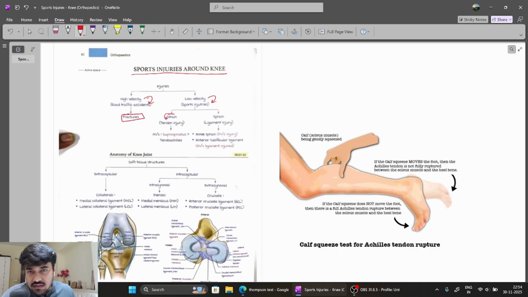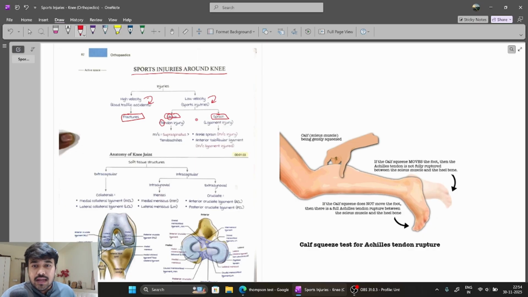So strains and sprains. Now how to remember what is strain and what is sprain? Basically, strain has T, while tendon also has T. So strain stands for tendon injury, while sprain is ligament injury. So that's how you remember, right?